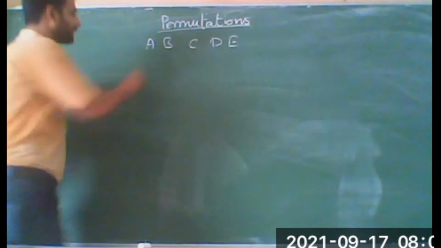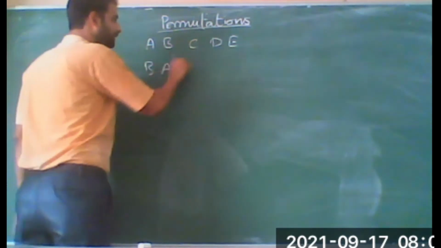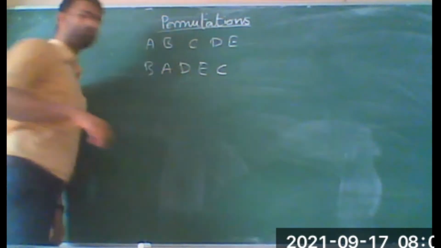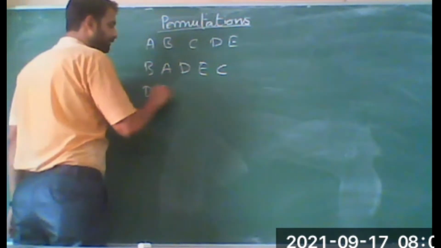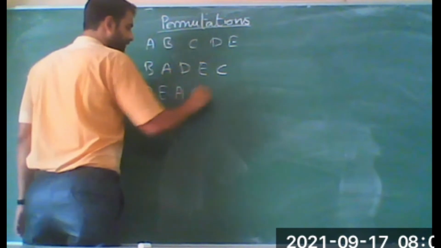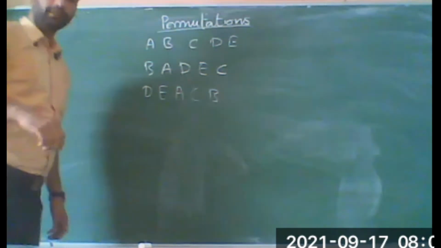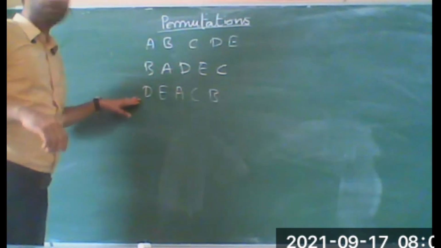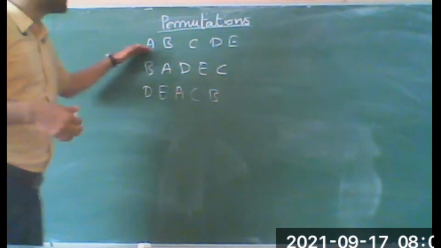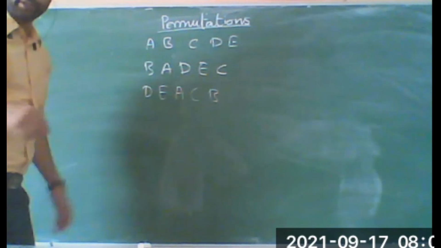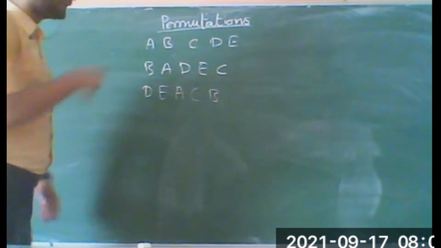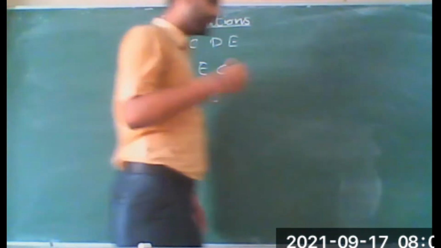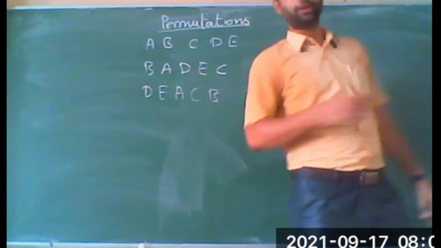Instead of writing this, we can write B, A, D, E, C. Also, we can write say D, E, A, C, B. So these two are different arrangements of these 5 objects, right? We are arranging A, B, C, D, E in a different order. Each of these different arrangements is called a permutation.